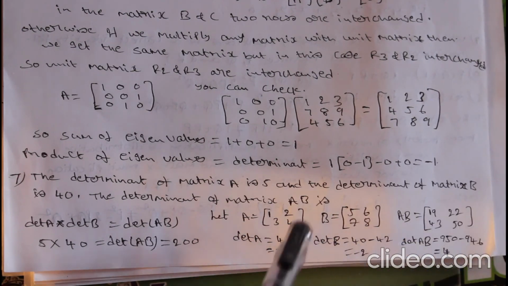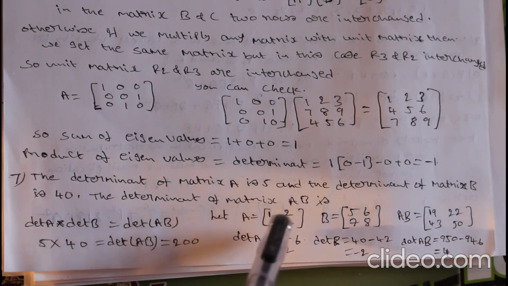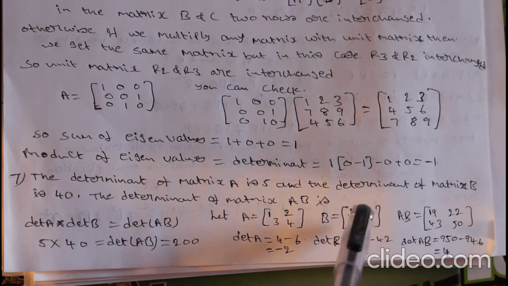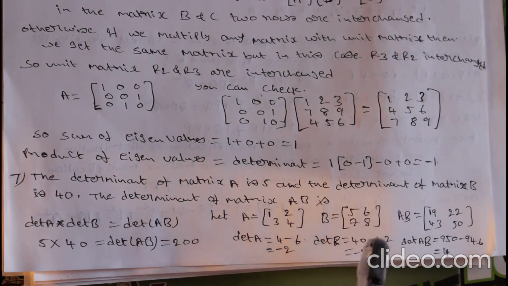Now calculate the determinant values of A, B and AB. Determinant of A is equal to 1 into 4 minus 2 into 3, so 4 minus 6, minus 2. Determinant of B is equal to 5 into 8, that is 40, minus 6 into 7, that is 42, so 40 minus 42, minus 2. Determinant of AB is equal to 19 into 50, that is 950, minus 22 into 43, that is 946, so determinant of AB is equal to 4. See, determinant of A is minus 2, determinant of B is minus 2, so multiplying minus 2 into minus 2 gives 4, which equals the determinant of AB.